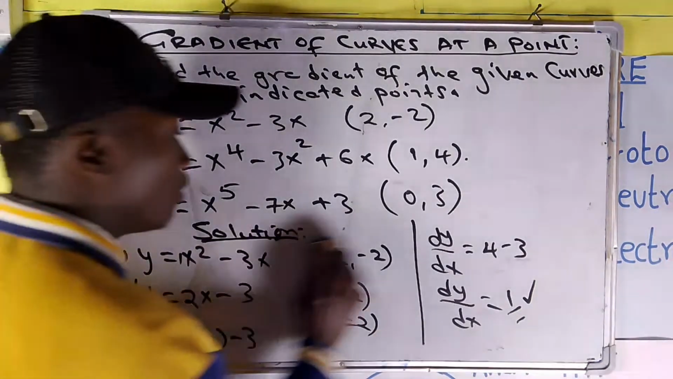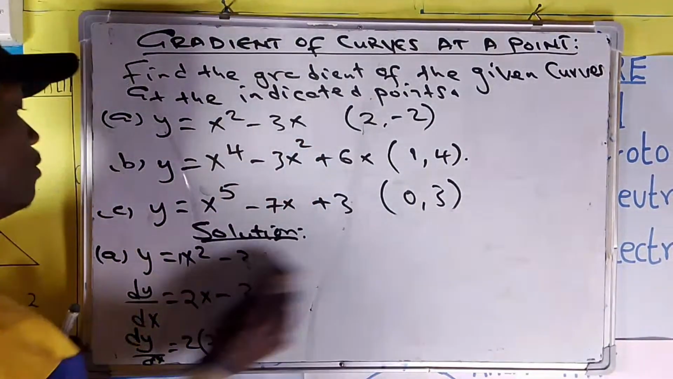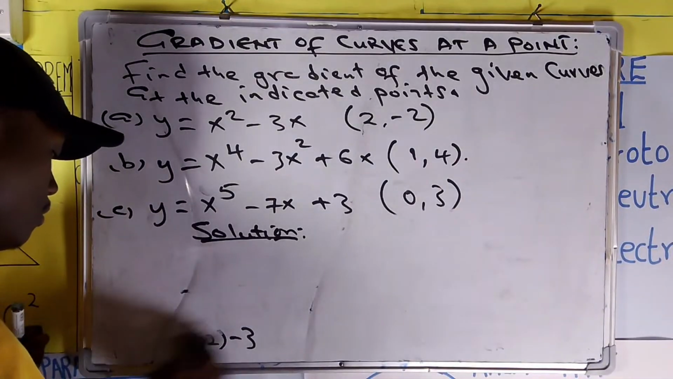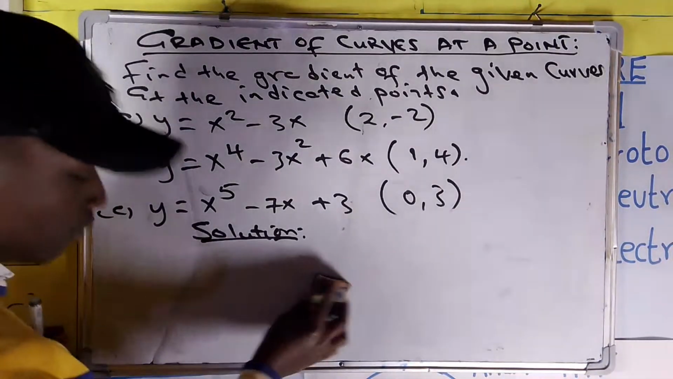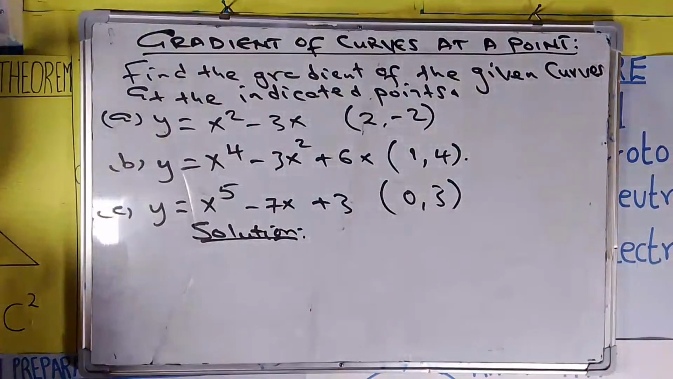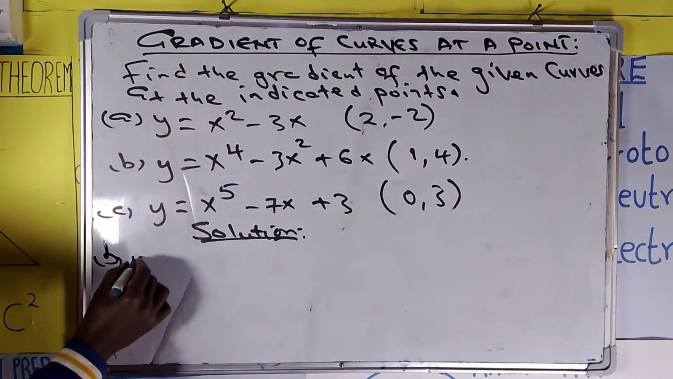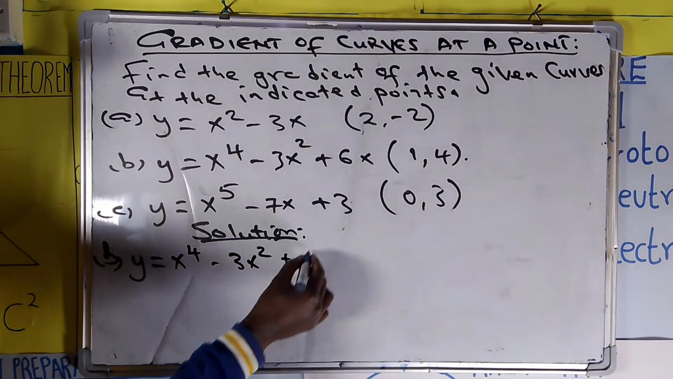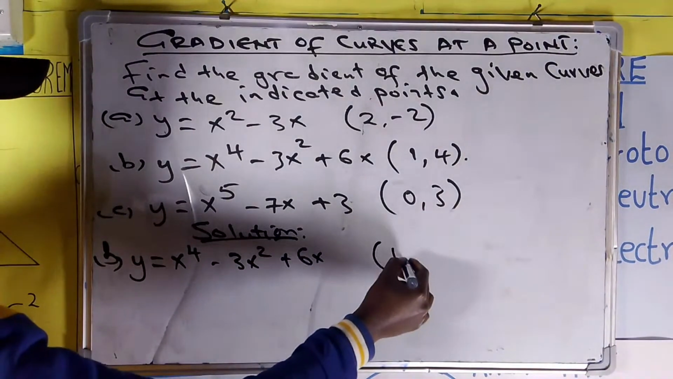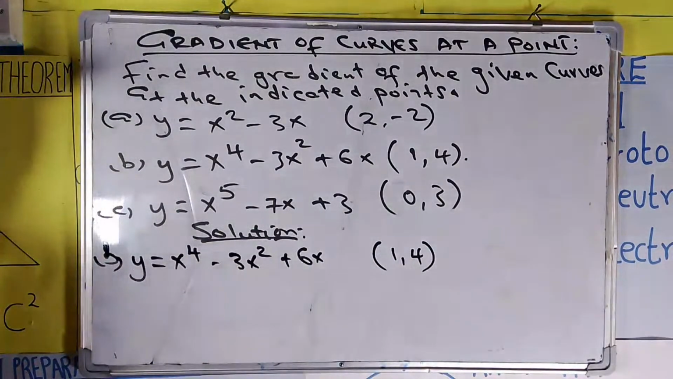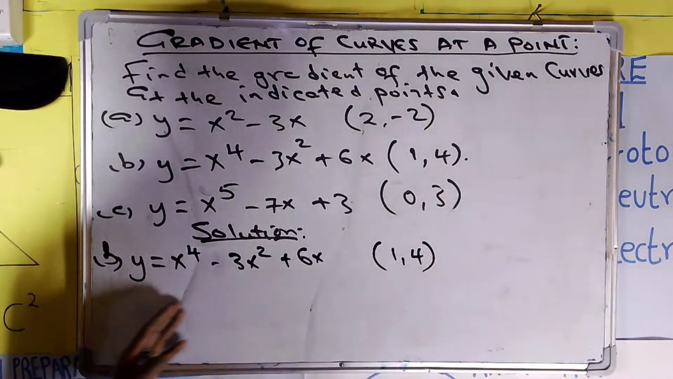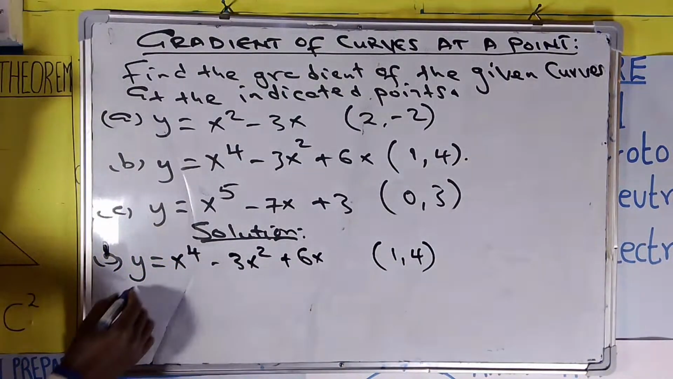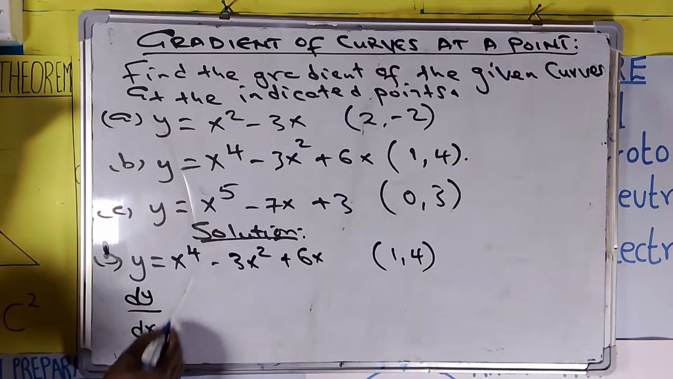So let us do number 2. Number 2, b, we have y equals to x to power 4 minus 3x squared plus 6x, and our points are 1 and 4. So for us to find the gradient of this curve at 1, 4, what we are going to do, we will find first our dy over dx.